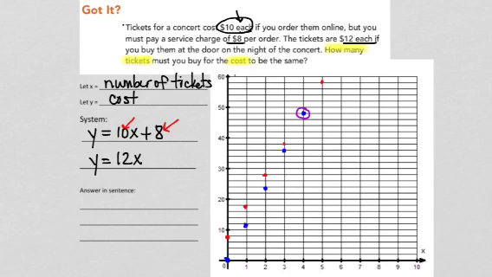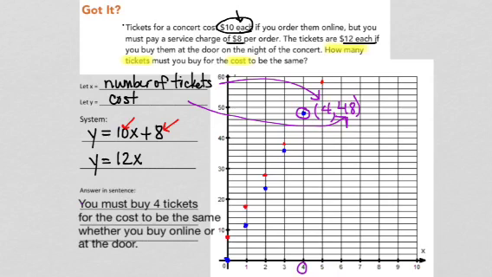On that point, it is the x value of 4, and the y value is 48. So remember, x was the number of tickets. So if I buy 4 tickets, the cost will be the same, being $48.